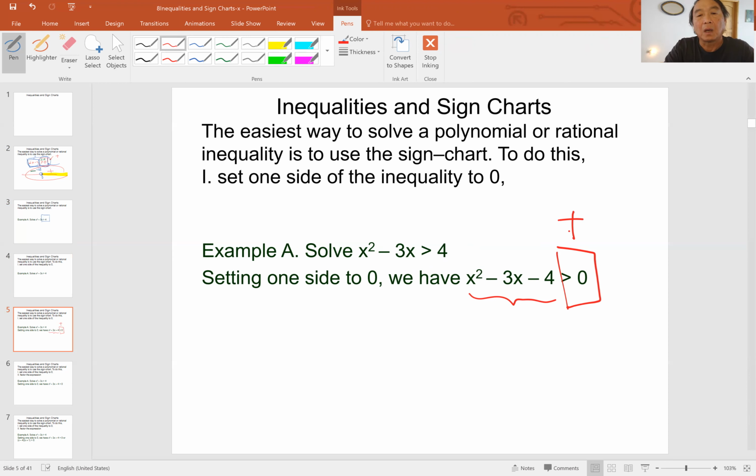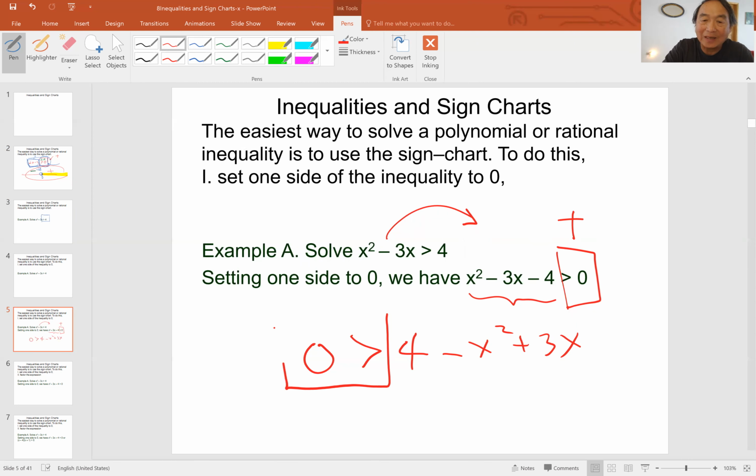Okay. We could have moved everything to one side, and then the question will look like this: 0 less than 4 minus x squared plus 3x. Of course, it will make the algebra more complicated, but we could turn the problem into looking for the negative. When would this formula be less than 0? This would have been a negative question. But if you draw the pictures, they come out to the same answers.